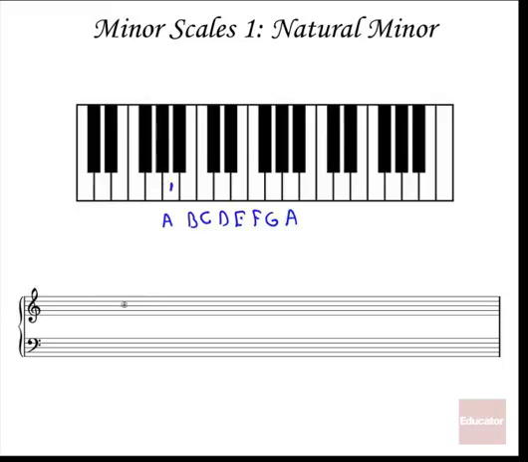And let's write that in the staff. So here is C, and counting up D, E, F, G, A. So A, B, C, D, E, F, G, A.